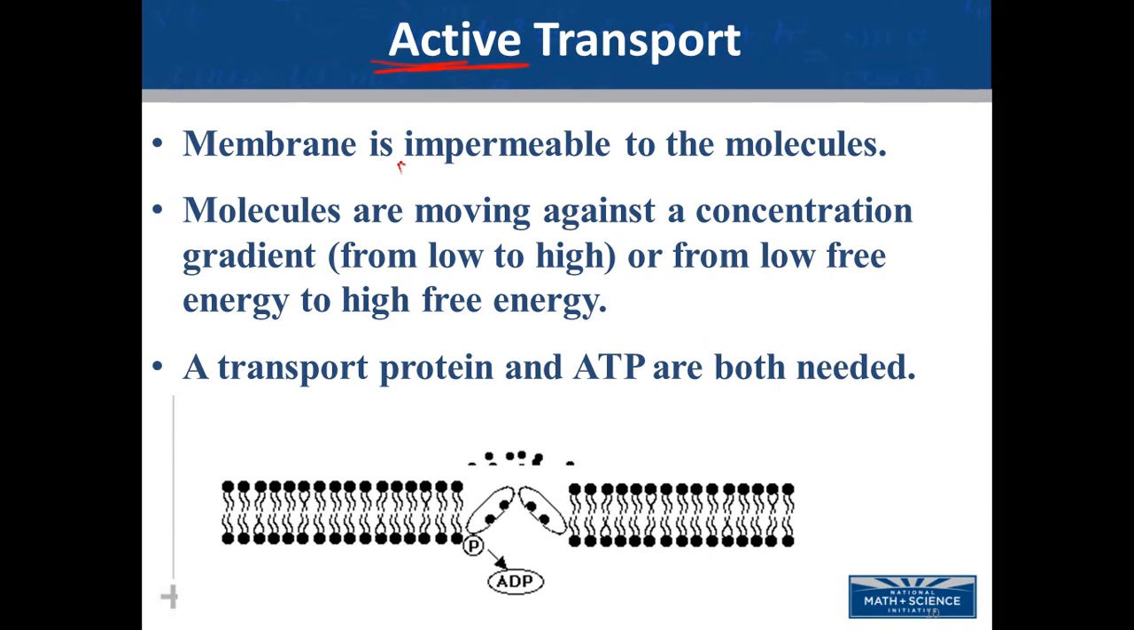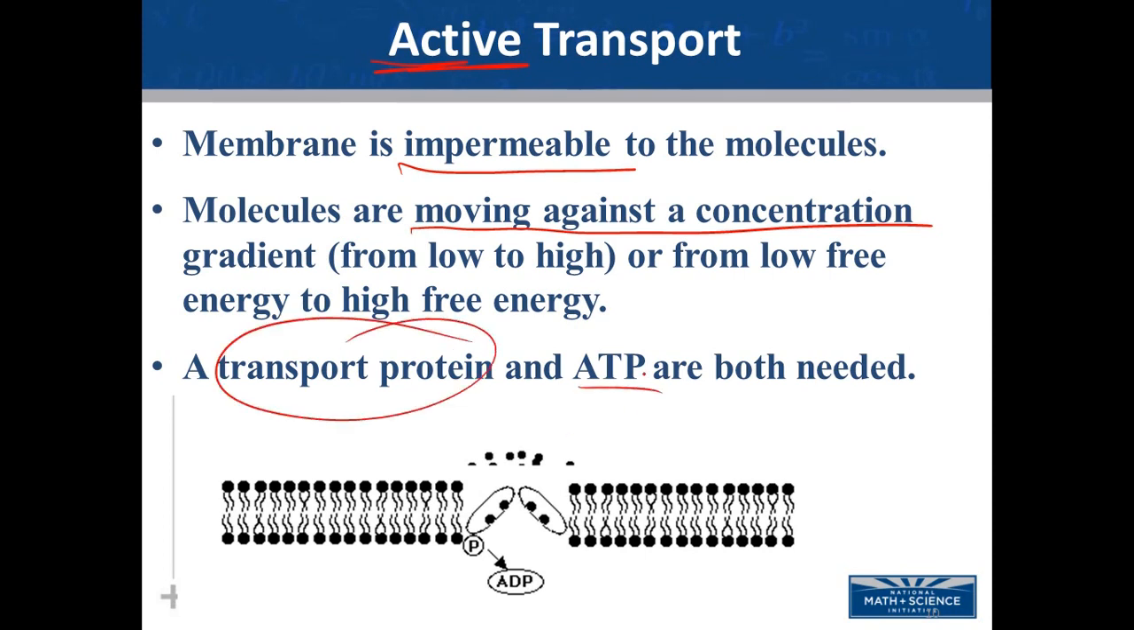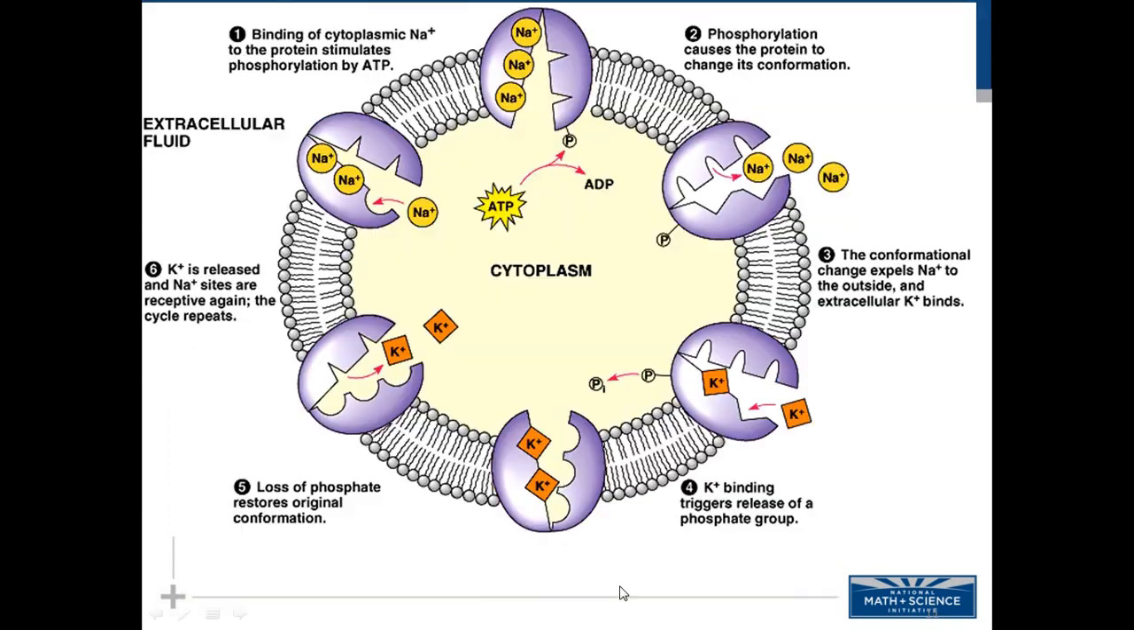So the membrane is impermeable to the molecules. The molecules are moving against a concentration gradient, from low to high, from a low concentration to a high concentration, or from low free energy to high free energy. In order to make this system work, it's going to require a transport protein and ATP. So this was a little animation showing you that process. And here is the classic example of active transport, and it involves a sodium-potassium pump.